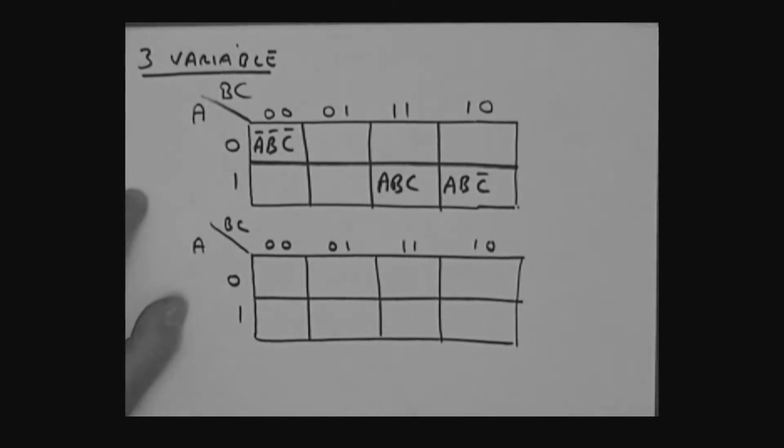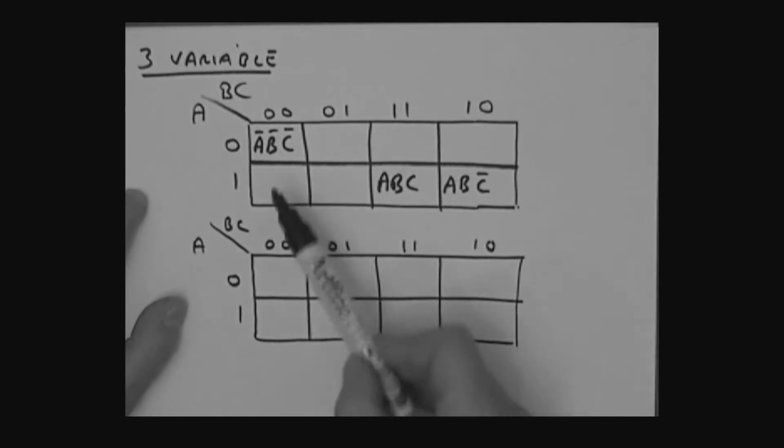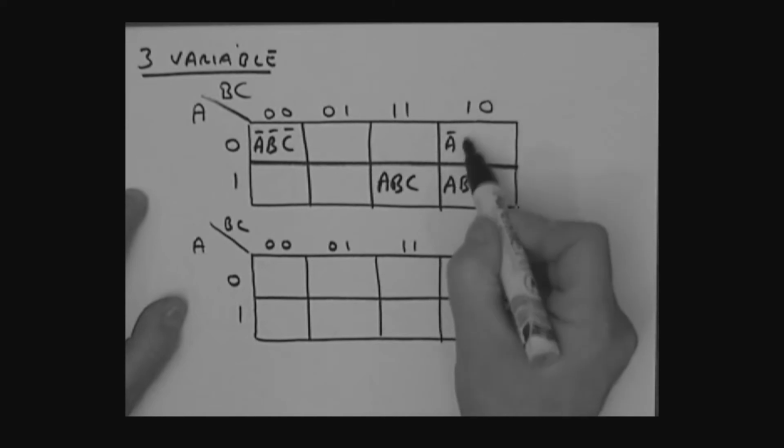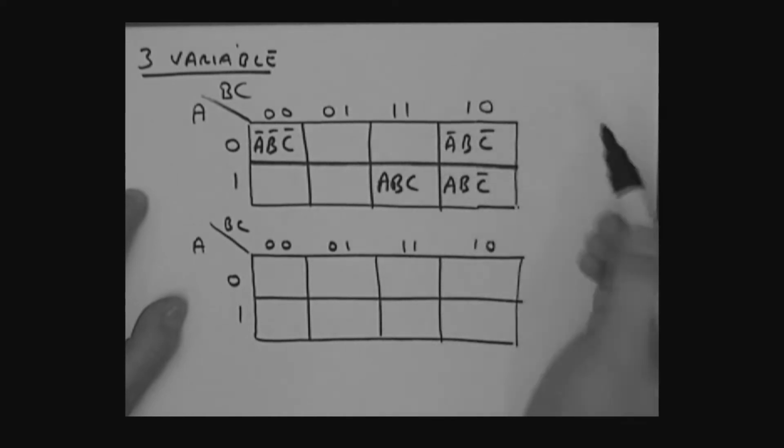Now, why don't you fill in this completely? Oh, look, I'll do one more. What about this product term here? This is A bar, B, C bar.